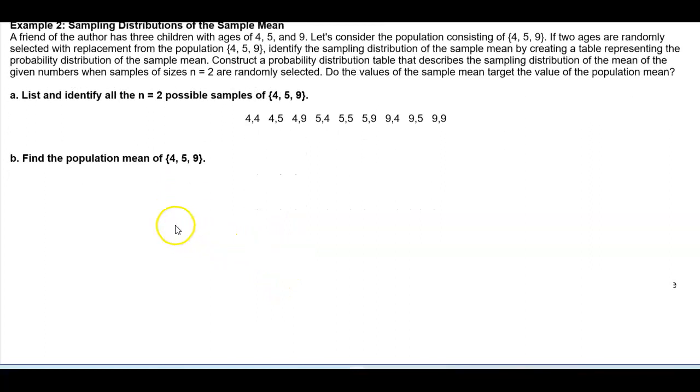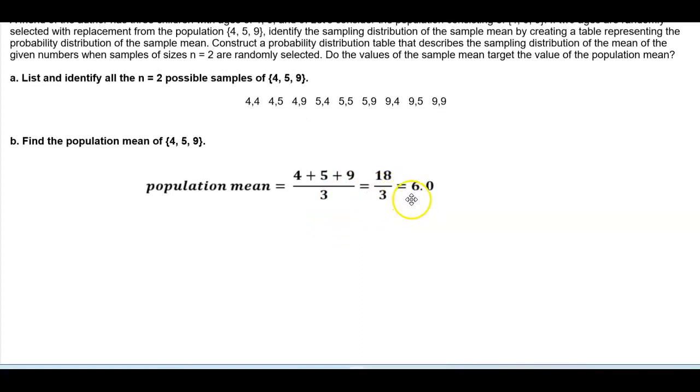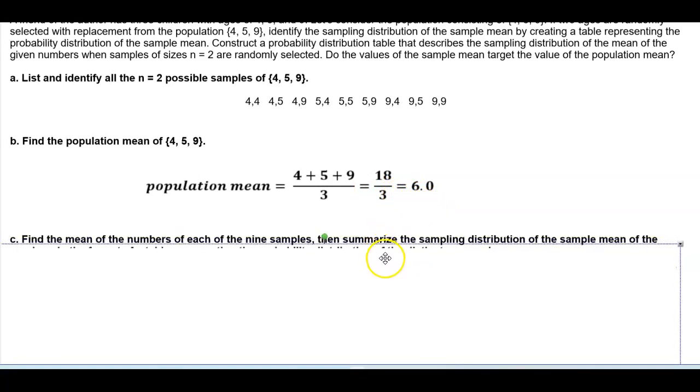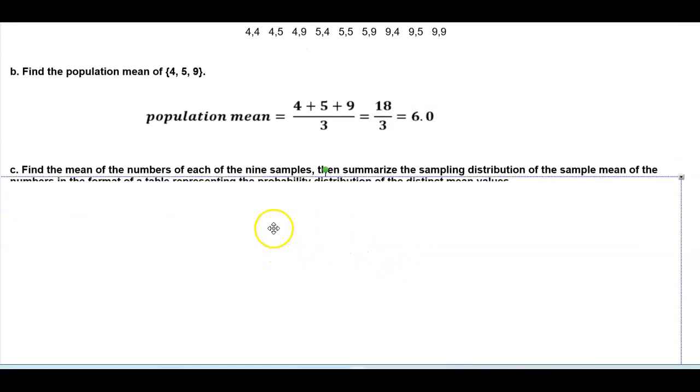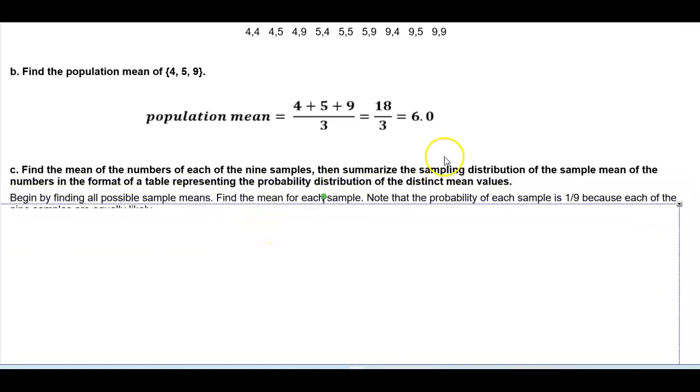Now we want to find the population mean of 4, 5, and 9. So if we take 4 plus 5 plus 9 and divide it by 3, we get 18 over 3, and therefore the population mean is going to be 6.0. Now in part C it says find the mean of the numbers of each of the 9 samples, and then summarize the sampling distribution of the sample mean of the numbers in the format of a table representing the probability distribution of the distinct mean values.